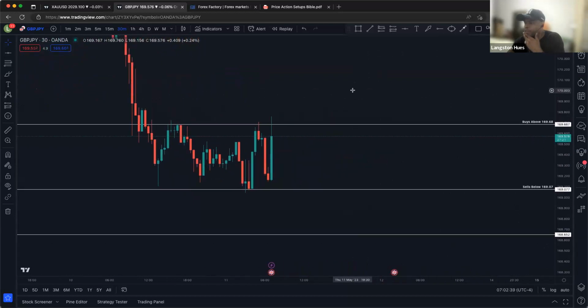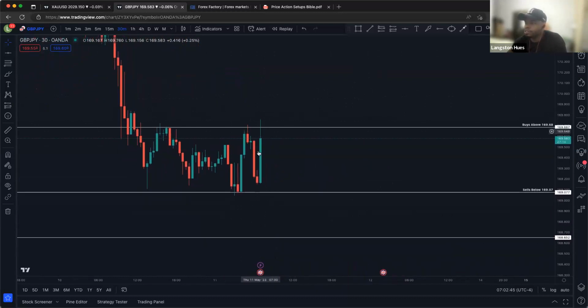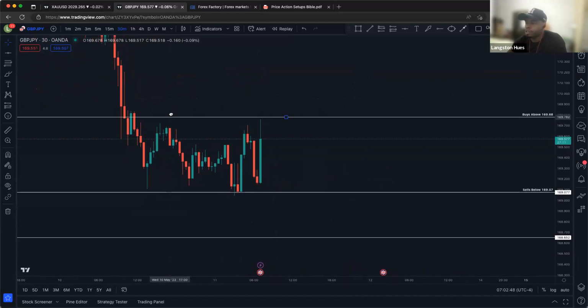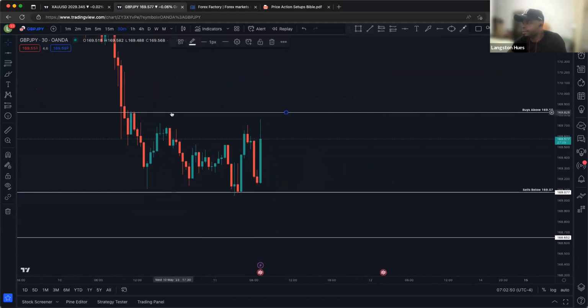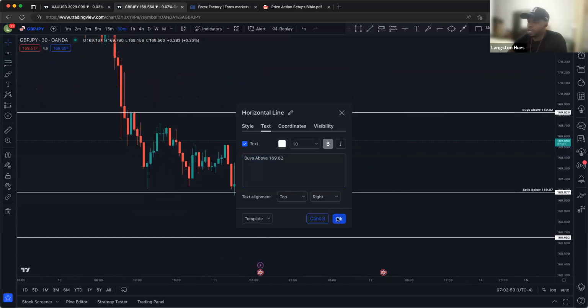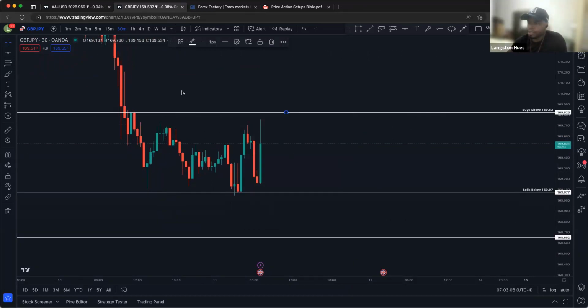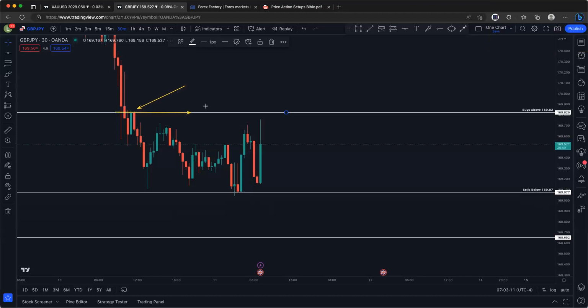So for British pound, there's some buys right above here. Ideally now that we see this rejection, you'd want to close above here at 169.82. Why? The reason is, if you look right here, we've got this resistance. Yeah, sure, there's a resistance right there.